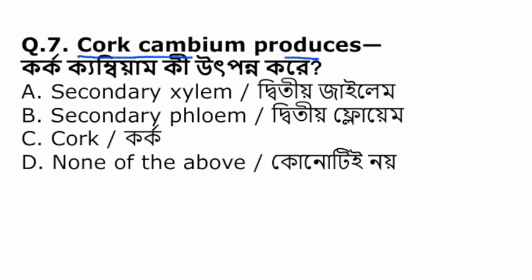Cork cambium produces. Cork cambium কি উৎপন্ন করে? Secondary xylem, secondary phloem, cork or none of the above. So cork cambium that produces cork.